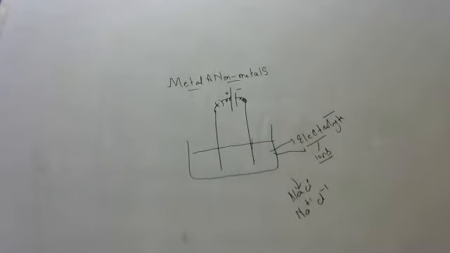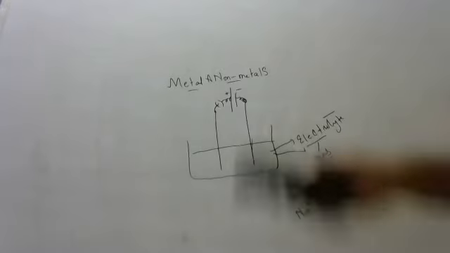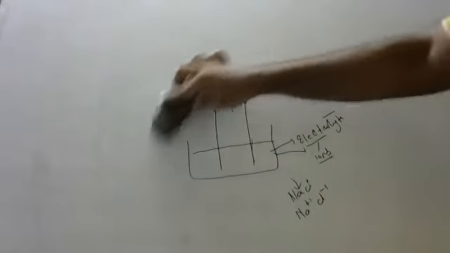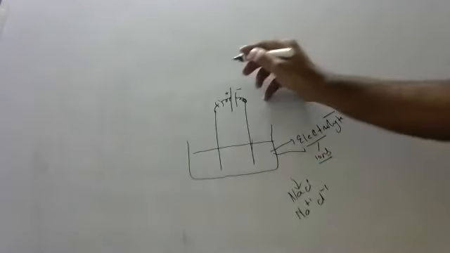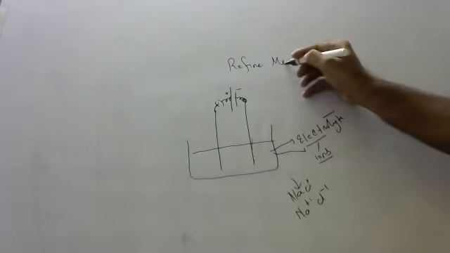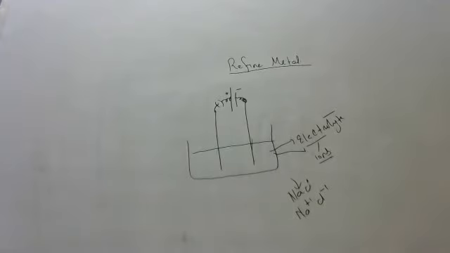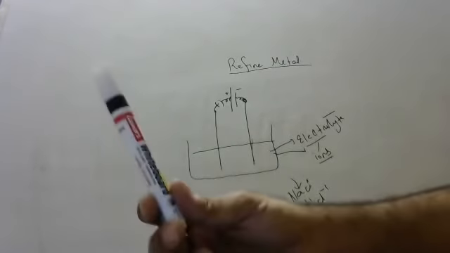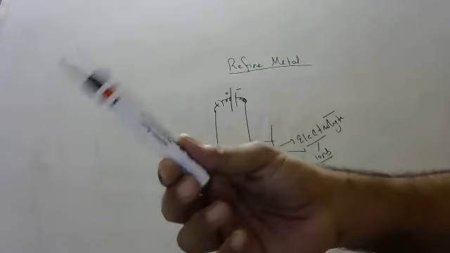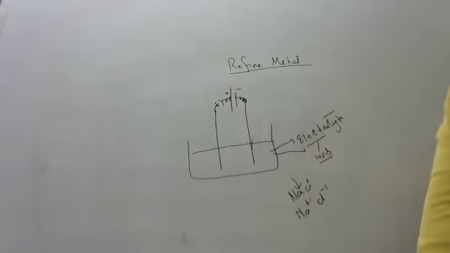Now, using this, how do we refine a metal? This is the topic I'm going to discuss today. Using this apparatus, how are we going to refine the metal? Please all listen, children, mute your audio devices. How do you refine a metal? Suppose, children, imagine this is your copper. My pen is copper. This is impure. I want to purify it. How do I purify it?